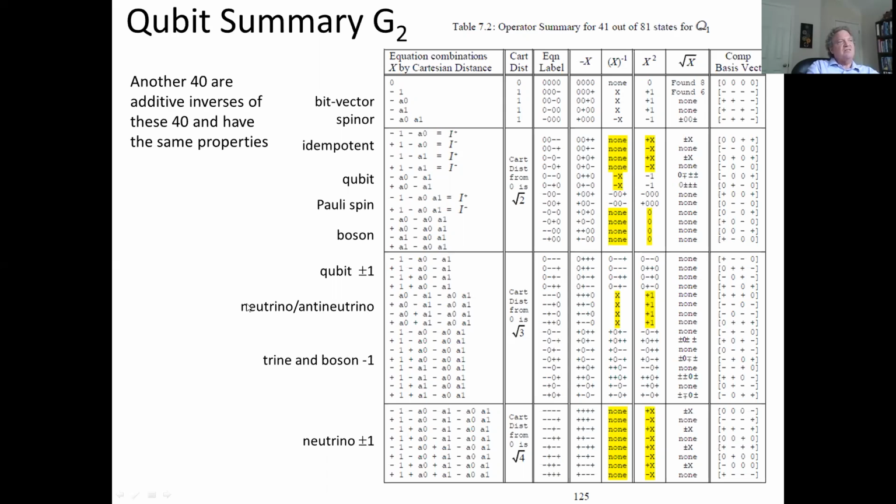Okay. So this is sort of right out of my dissertation from 20 years ago. And you see the trine here, you see the Pauli spin, and we see what we think is the neutrino and antineutrino. And you can see because it comes out of these properties of x squared and the square root of x and things like that. Okay.